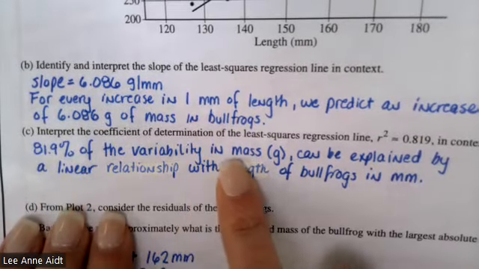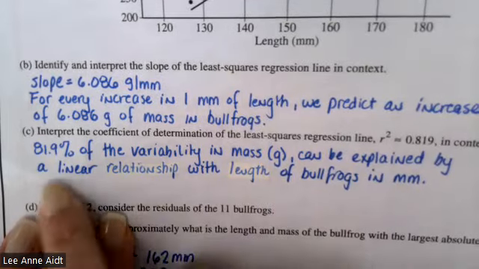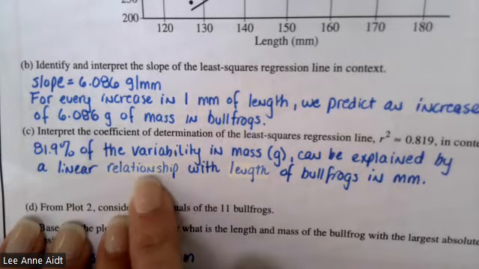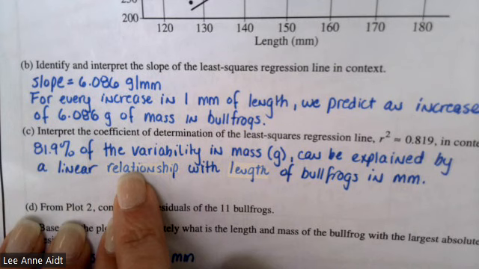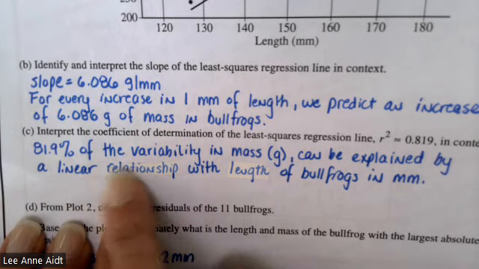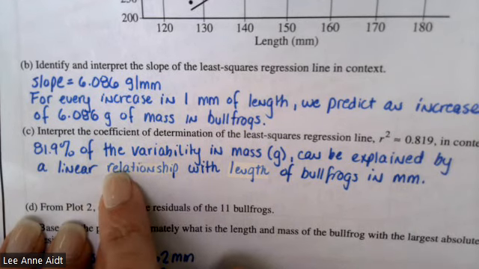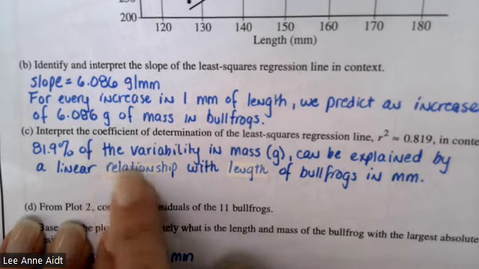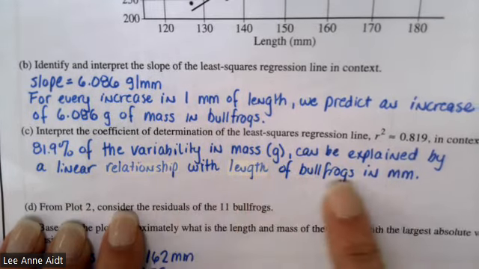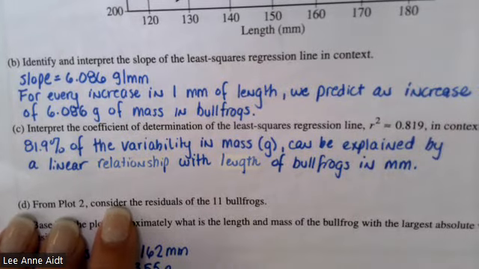81.9% of the variability in mass can be explained by a linear relationship. Notice this is whited out. I had the word association there. Then I read later that association and relationship can be interchanged. That does not matter with length of bullfrogs in millimeters.